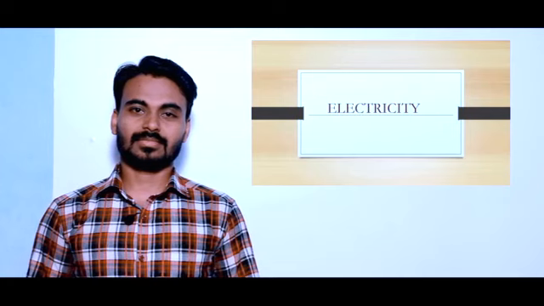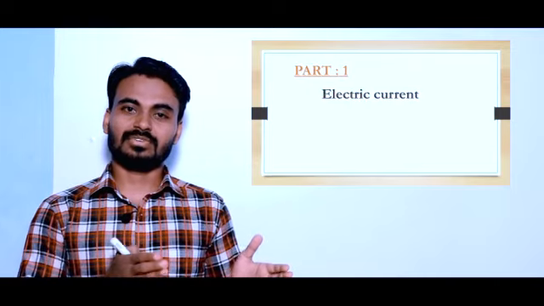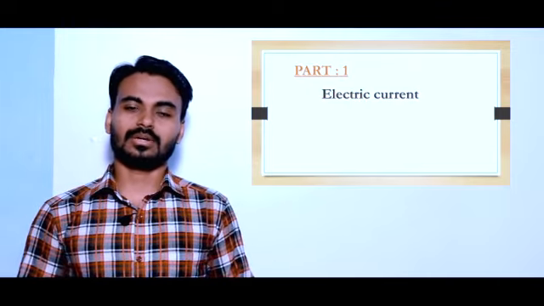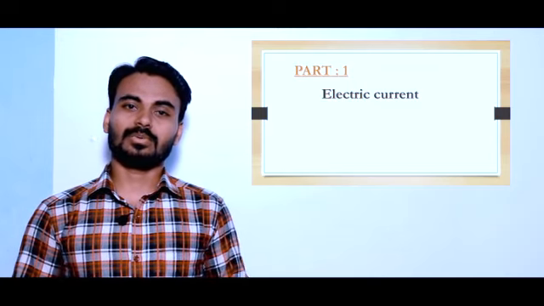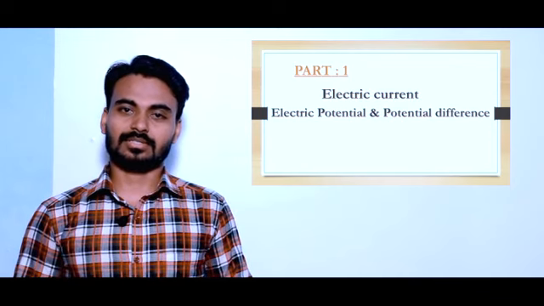Hi everyone. Today we are going to start a new chapter, a very important chapter for 10th standard CBSE physics, electricity. For your convenience and easiness, I have divided the chapter into 4 parts. The first part includes electric current, its definition, its equation, its unit, and one or two simple problems related to that. And the second topic in this first part is electric potential and potential difference.